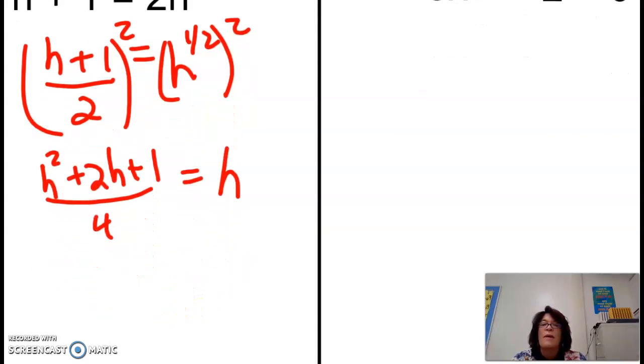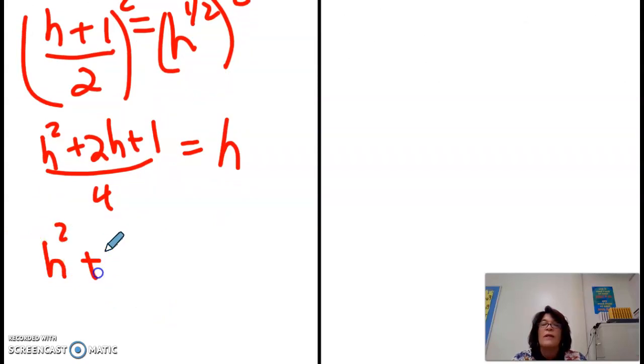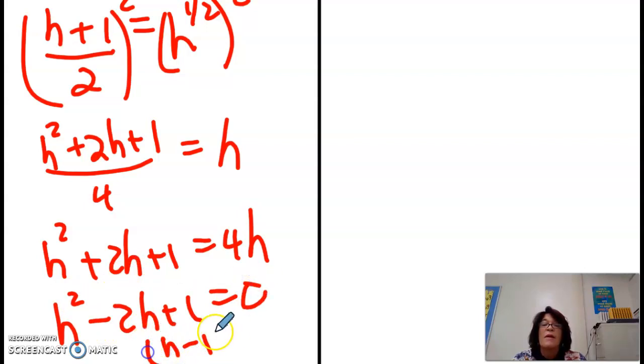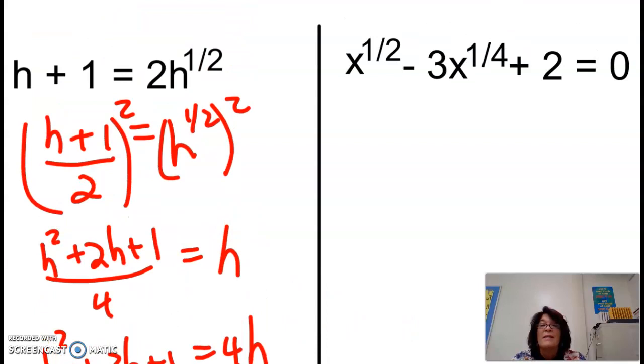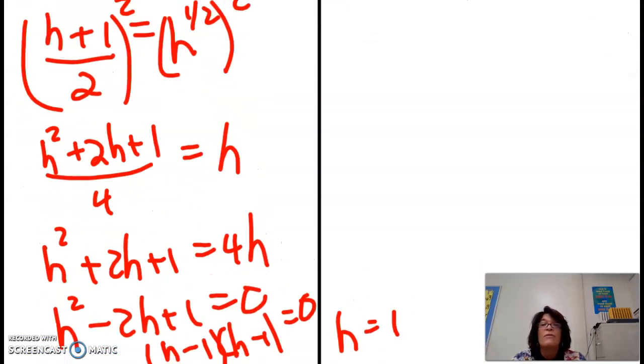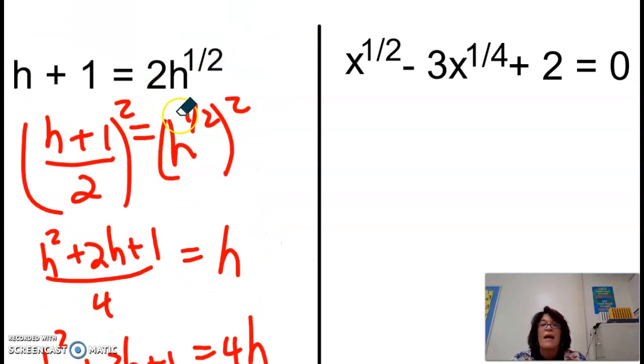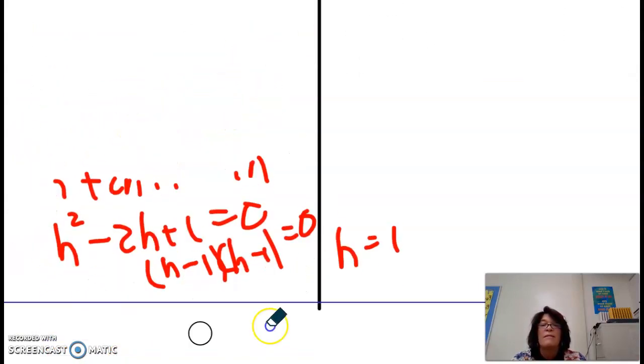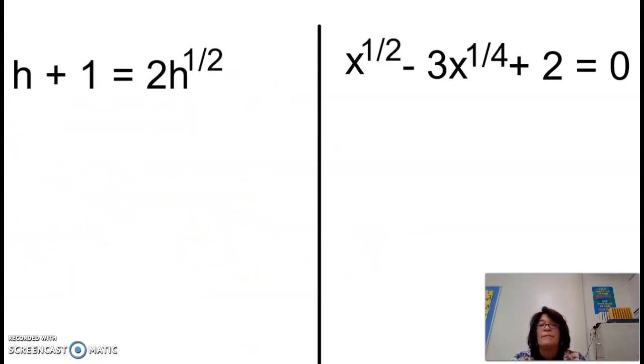Let's multiply both sides by 4. h squared plus 2h plus 1 equals 4h. Subtract the 4h from the 2h. I can factor that, right? h minus 1 times h minus 1 equals 0. It looks like I get h equals 1, which is what I got the last time. If you didn't recognize that it was a quadratic like, you still get h equals 1. All right? So either way.